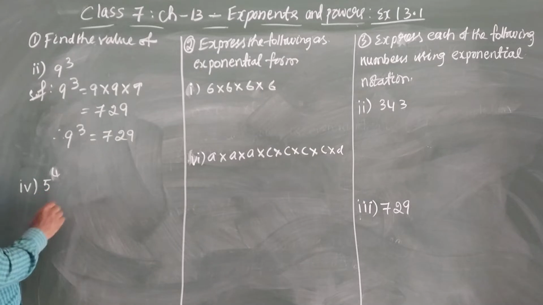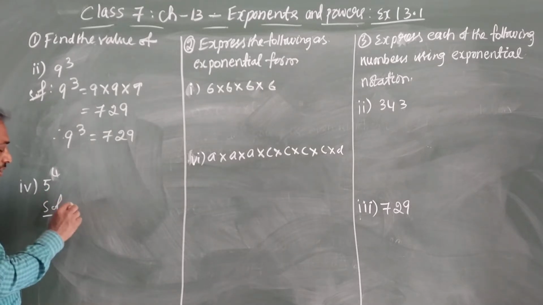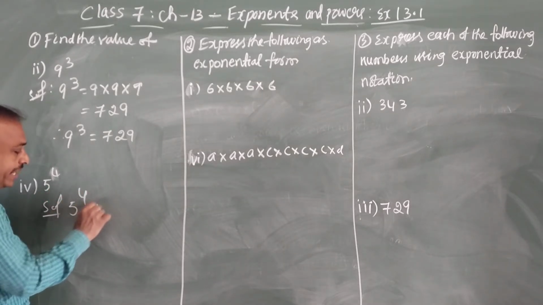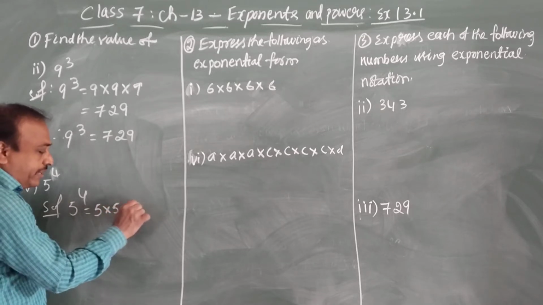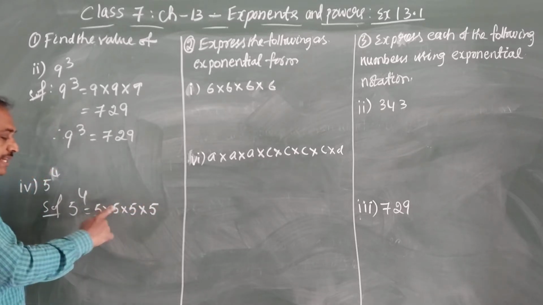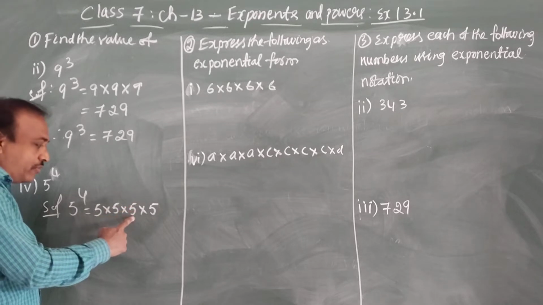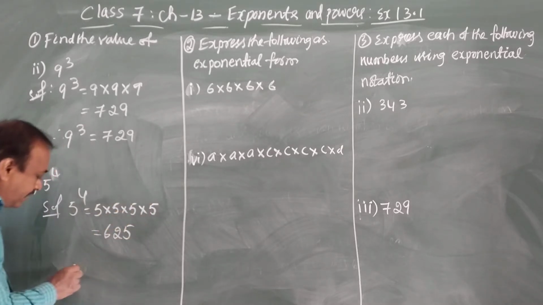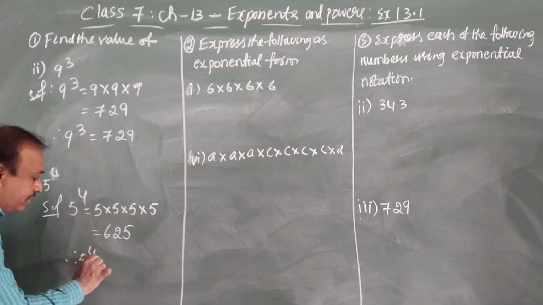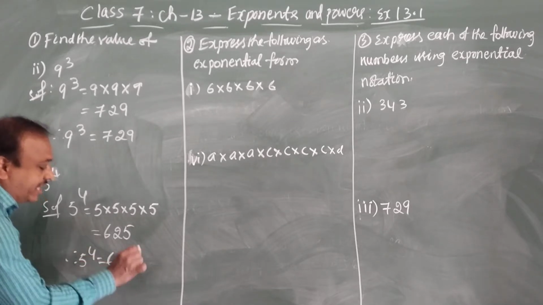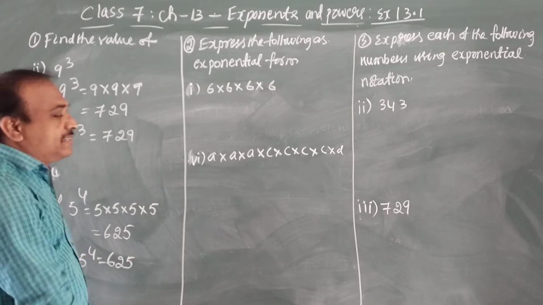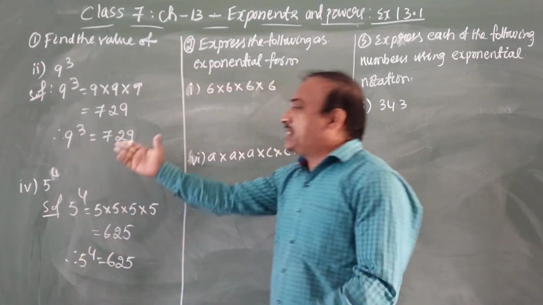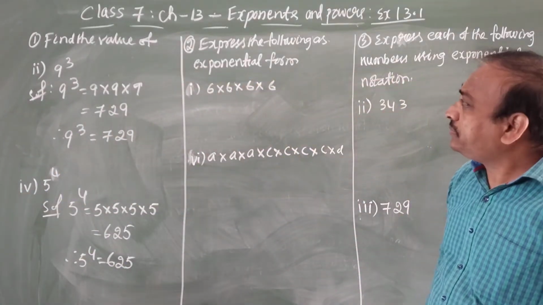Next, 5 to the power 4. 5 to the power 4 is equal to 5 into 5 into 5 into 5. 5 5s are 25, 25 into 5 is 125, 125 into 5 is 625. Therefore, 5 to the power 4 is equal to 625. Next. Is it clear? We just multiply and write the answer.